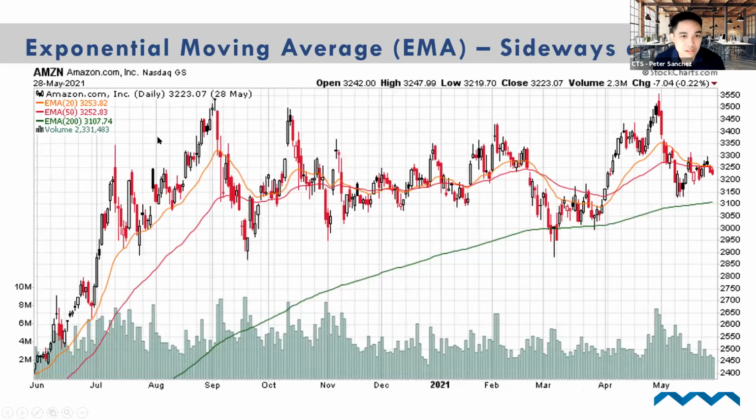More examples. Again, Amazon. So, in-establish natin na sideways trend siya. Pero sa case ng EMAs, yan, shorter EMAs, nag-fluctuate lang siya. Bigger picture, sa 200-day, Amazon is actually on an uptrend kasi nasa taas yung price. Okay?